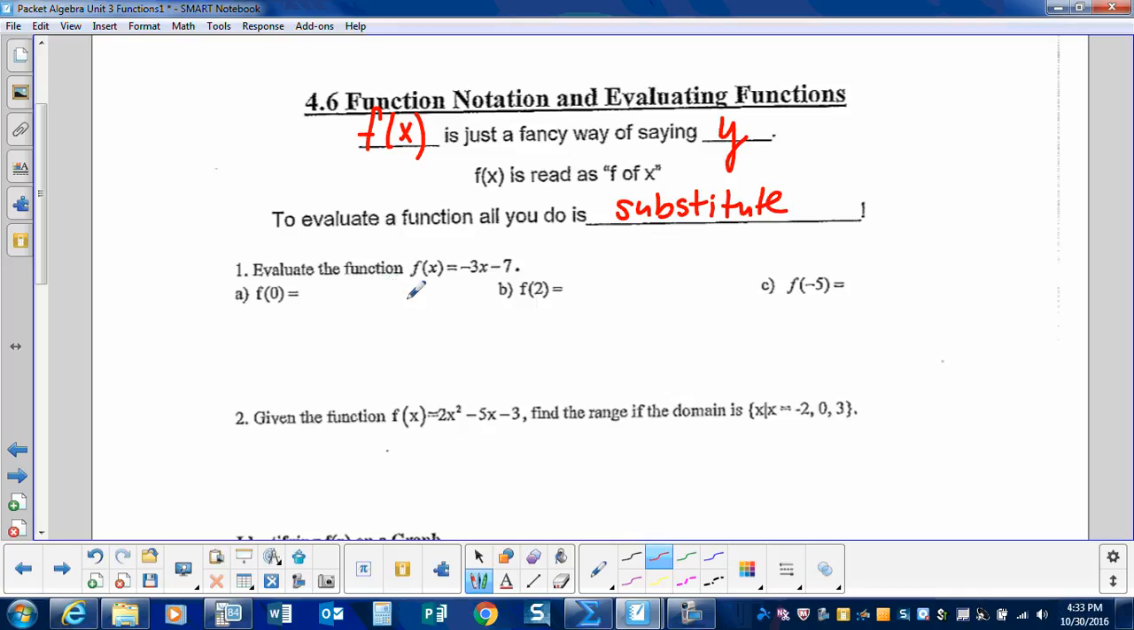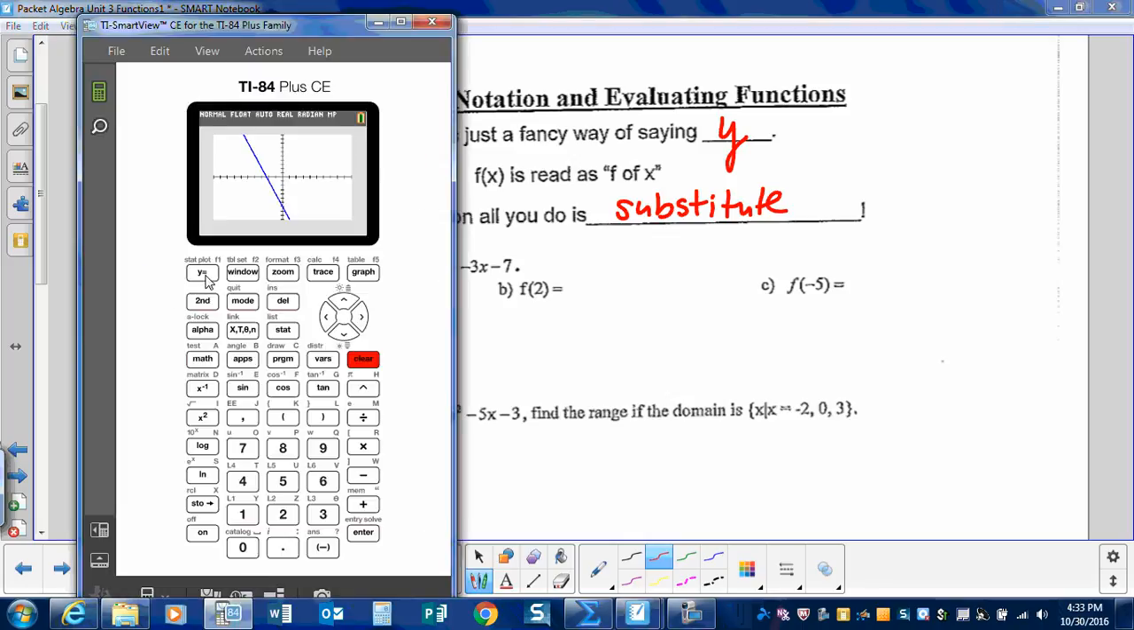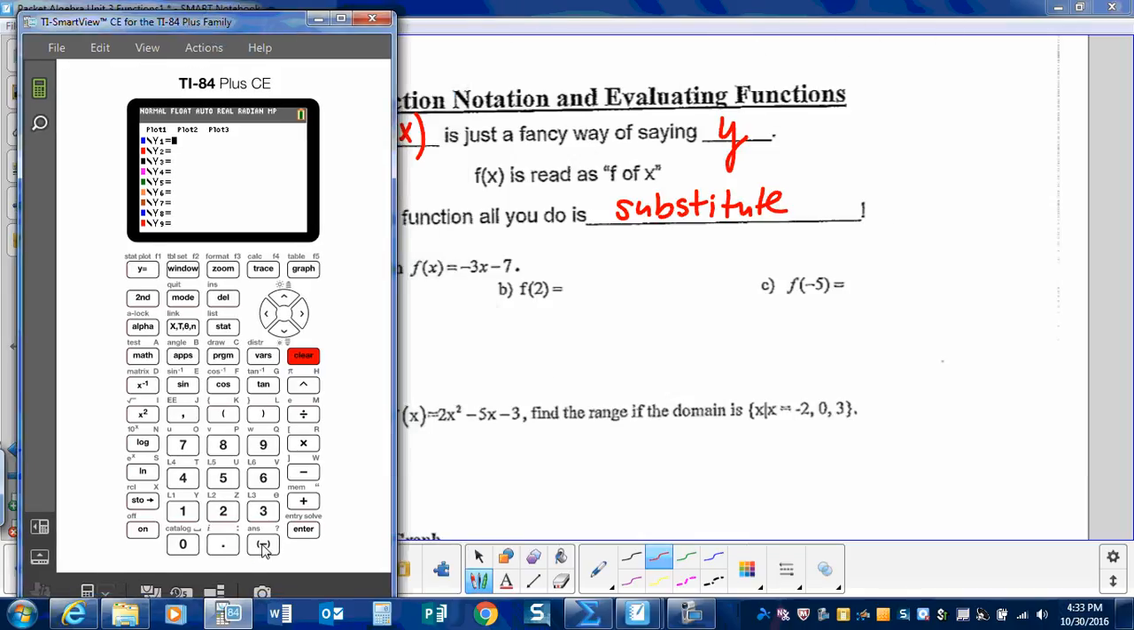So evaluate the function f of x is equal to negative 3x minus 7, when x is 0, f of 2, and f of negative 5. So we can just substitute those values in. Another way we could do this is go to our calculator and type in our function, negative 3x minus 7. And I can hit trace.